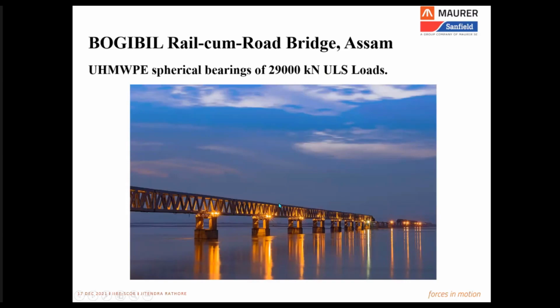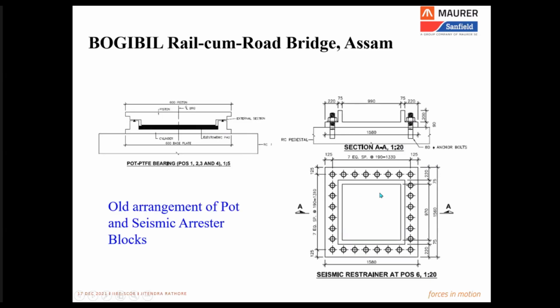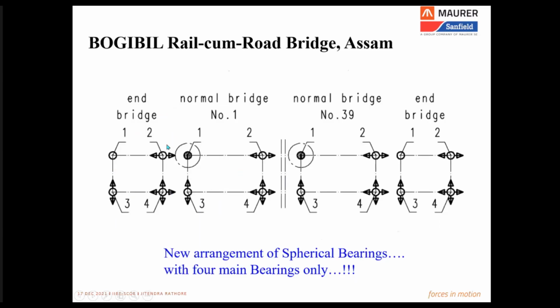It is near to Guwahati. And this bridge also was having a conventional arrangement of some pot bearings with some seismic restrainers like this. But then they also eventually decided to go for a spherical bearing arrangement with a standard 4 bearing configuration. This one is a fixed. The bearing in front of fixed is a longitudinally guided. The bearing next to a fixed is also guided, but it is the transverse guided. And the fourth one is a free bearing.